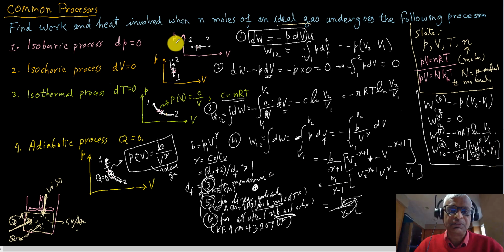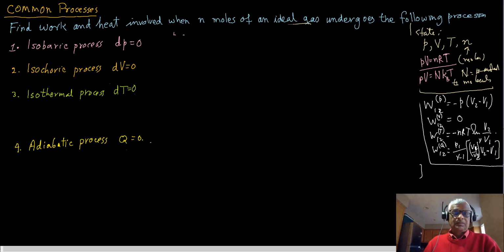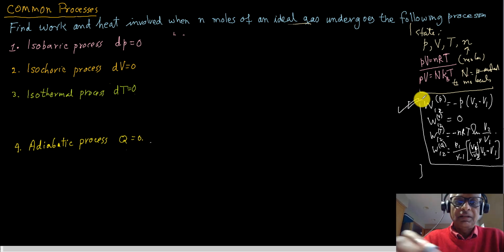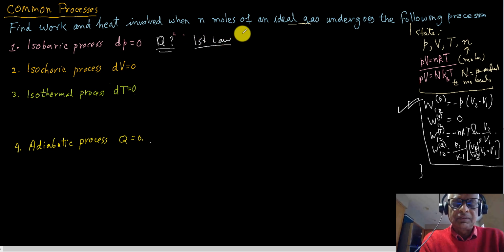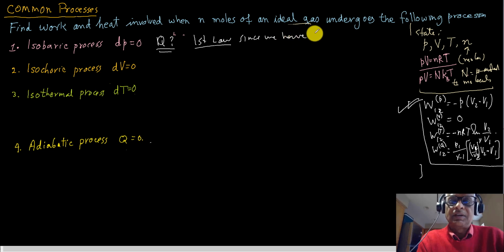So these are the answers we get for W, and now we want to talk about how much heat got involved in each one of the processes. So these are our answers for work. To get the heat involved, Q, in this process, well, we can use the first law, since we have an ideal gas.